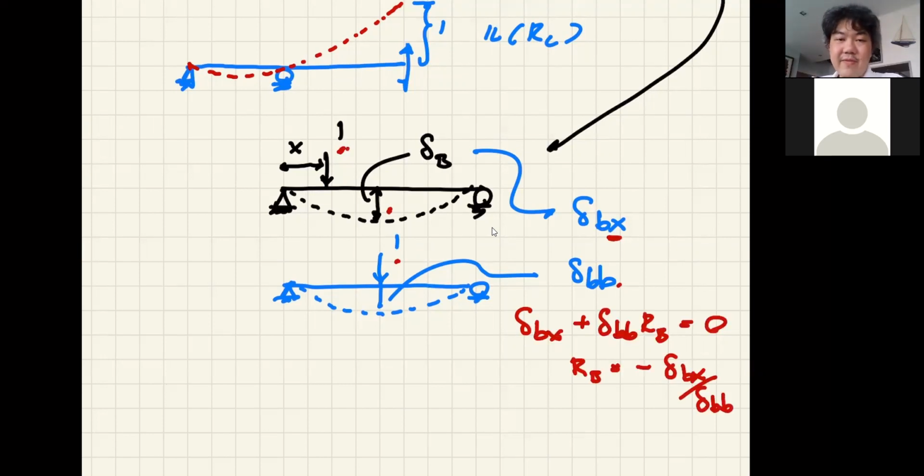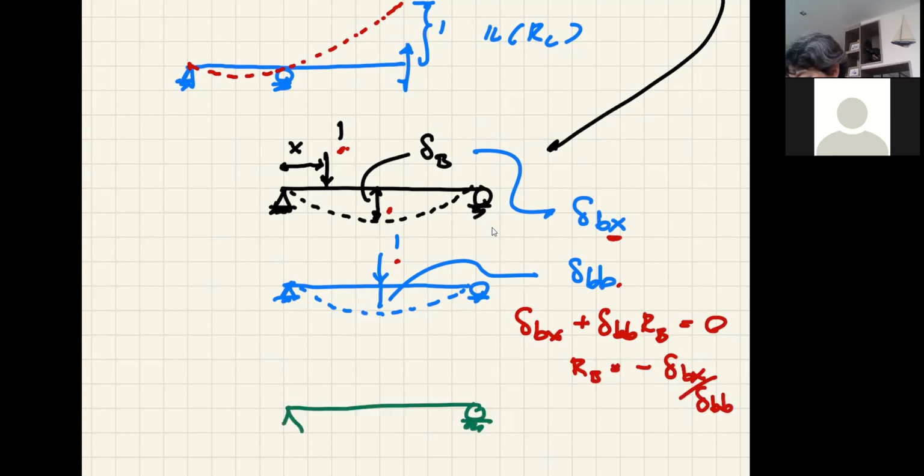Okay, but like I said previously, if I want to construct the influence line, I need to place the unit load at any X location. So that means I have to come back here and calculate delta Bx and keep changing the load. Yes, if I did not know the Maxwell reciprocal theorem. Okay, now Maxwell reciprocal theorem is something like this.